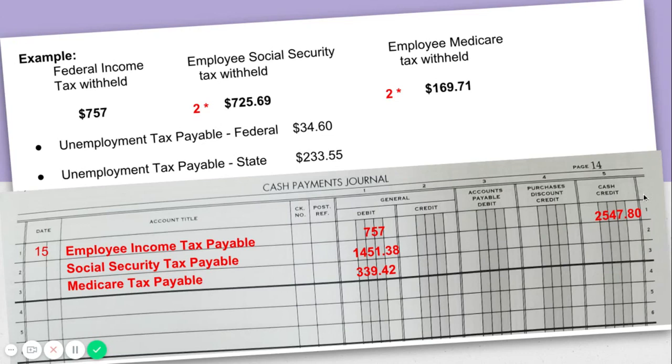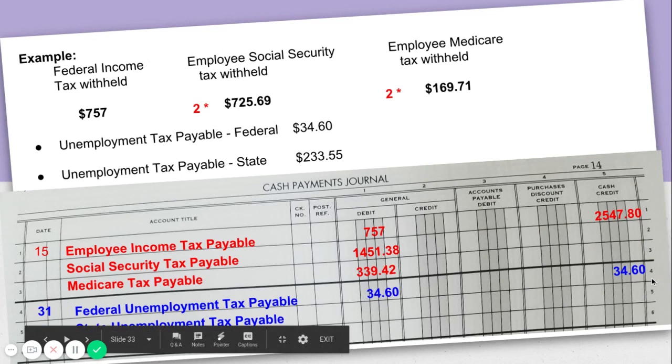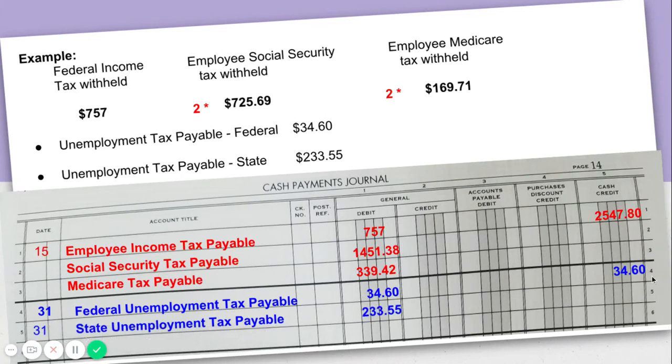Next, we're filing for the end of the month, so we go for the 31st for the federal unemployment tax payable and the state unemployment tax payable. We have $34.60, and it balances out on the cash. Same with our state, $233.55, and it balances out on the cash.